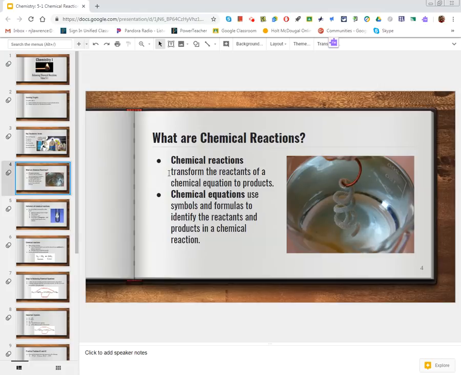So in a chemical reaction, we are transforming the reactants of a chemical equation into the products. And we use chemical equations as a way to express what is going on. So these chemical equations use symbols and formulas, much like what we've been doing already when we wrote our compounds out. And it's going to help us to identify what the reactants are and what our products will be.